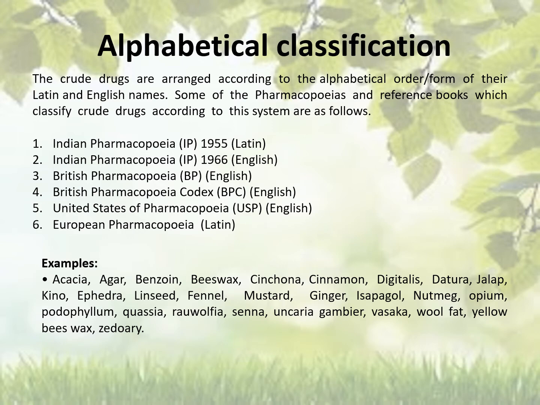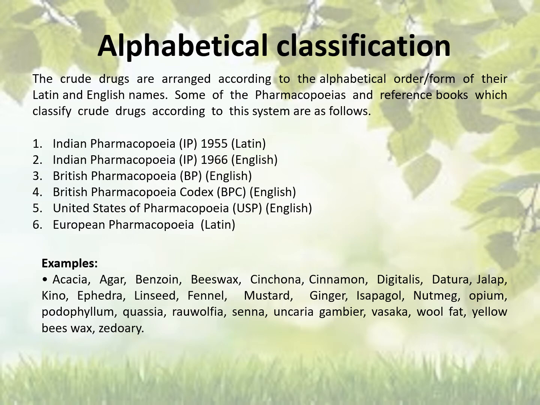So our first system of classification is alphabetical classification. In this method, the crude drugs are arranged according to alphabetical order of their Latin and English names. Some of the pharmacopoeias and reference books which classify crude drugs according to this system are Indian Pharmacopoeia, British Pharmacopoeia, British Pharmacopoeia Codex, United States Pharmacopoeia, and European Pharmacopoeia. These are the reference books which adopted this system of classification.